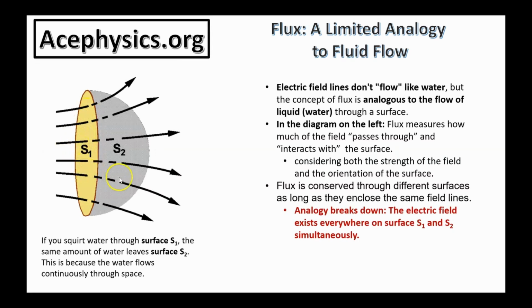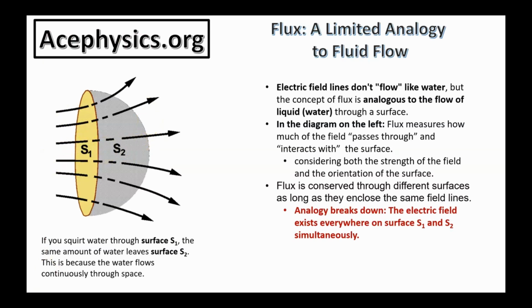Here's surface 1 and surface 2. Imagine you're squirting water through a surface, which we'll call surface 1. To calculate the water flux, we can break down surface 1 into many small area elements. For each element, we calculate the amount of water passing per unit time and multiply it by the area. This gives us the contribution of each element to the total flux. However much water passes through surface 1 will eventually pass through surface 2.